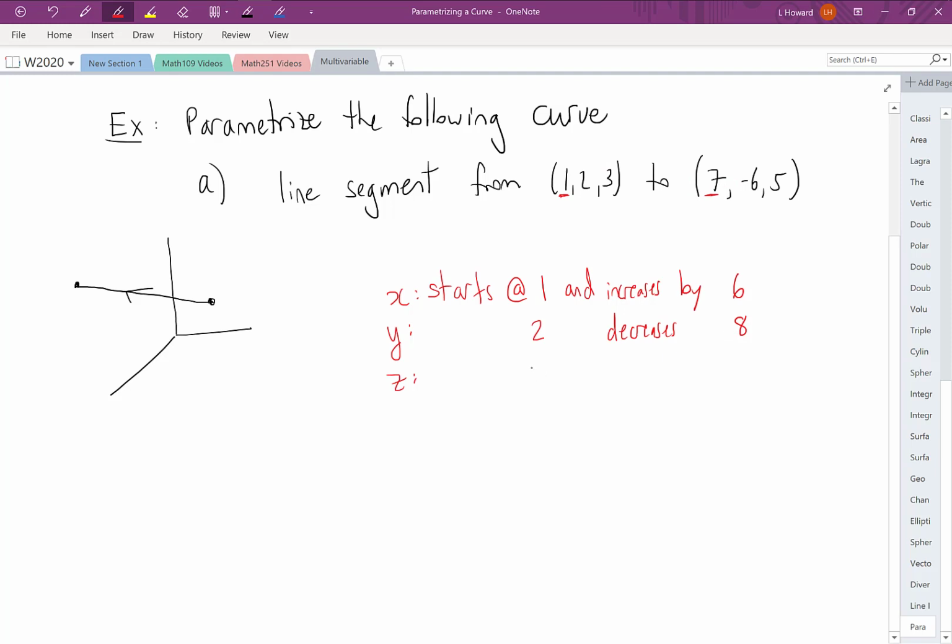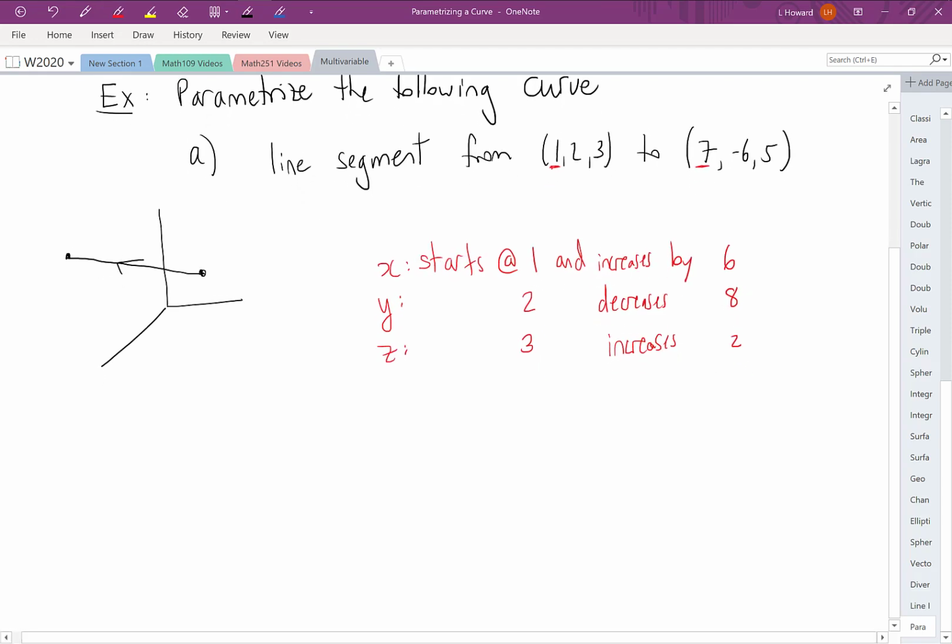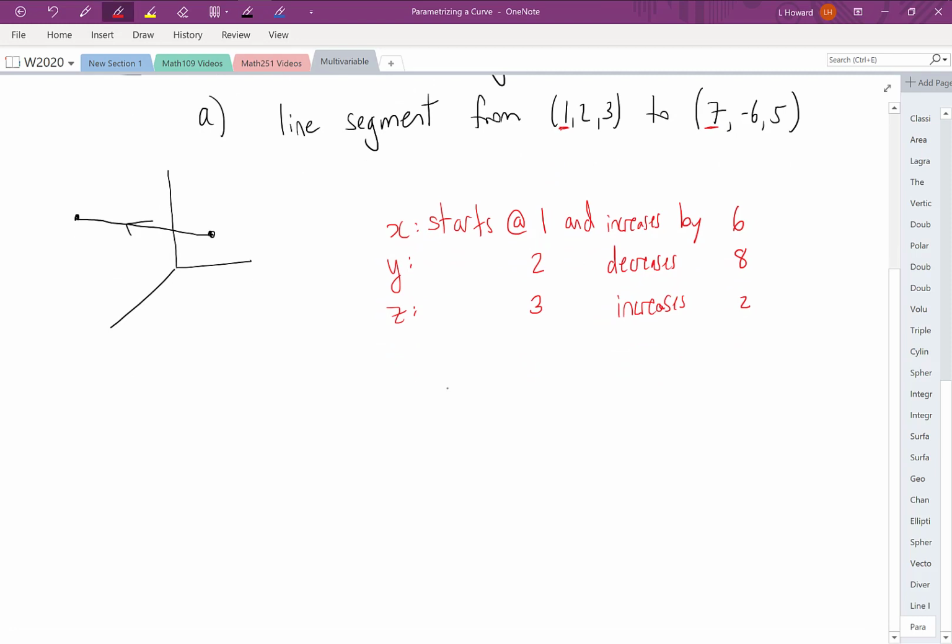And for z, we are starting at 3. And if you want to think about the net change in z, you could say 5 minus 3 is 2. So that tells us that we're increasing by 2. So if we wanted to describe this using a parameter, we could say x equals 1 plus 6t, as t ranges from 0 to 1. So that would capture our starting point corresponding to t equals 0. When we plug t equals 0 in here, we just get 1, which is our starting point.